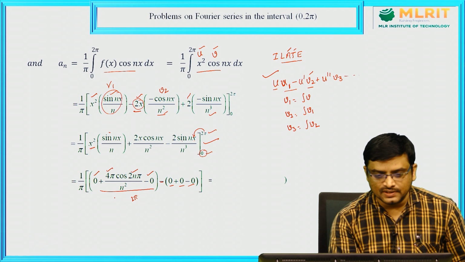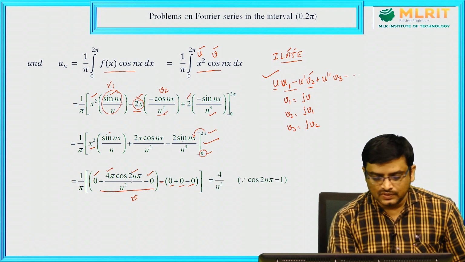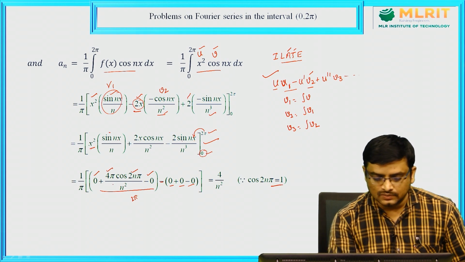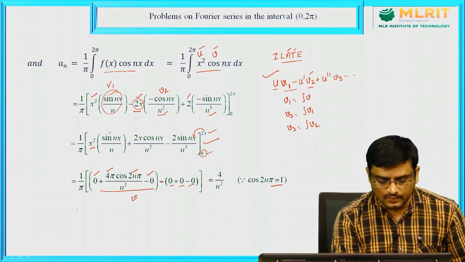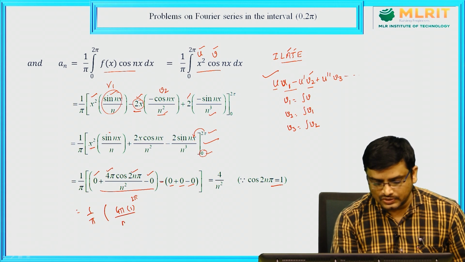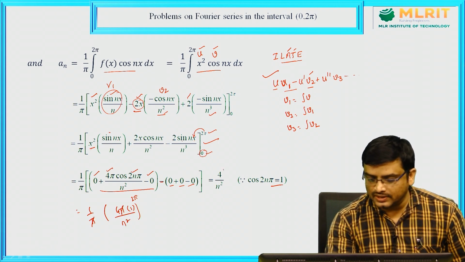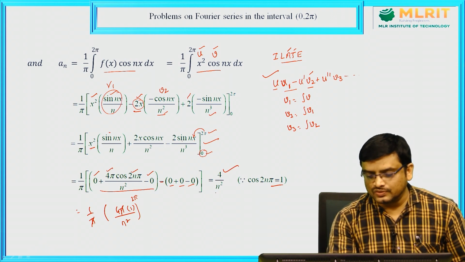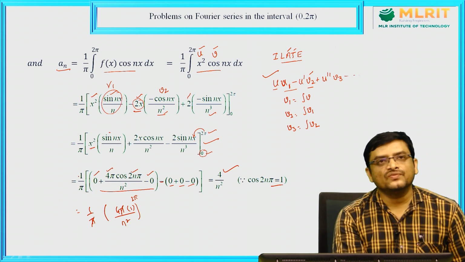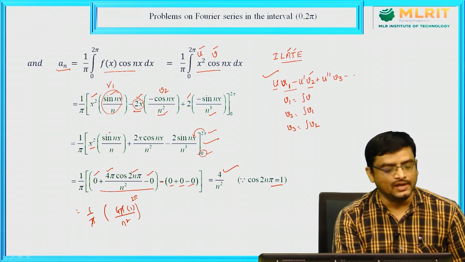Now simplify this. You will get cos 2n pi, we can consider cos 2n pi is equal to 1. So finally you will get 1 by pi into 4 pi by n square. So this pi and this pi get cancelled. Finally you will get 4 by n square. So 4 by n square is the value of an. So this is the way we can find the value of an here.